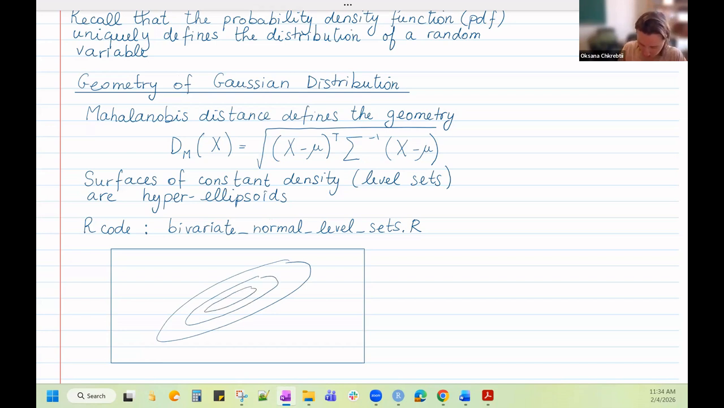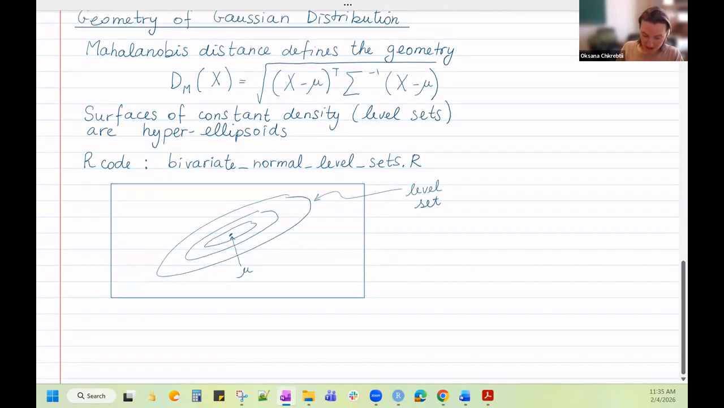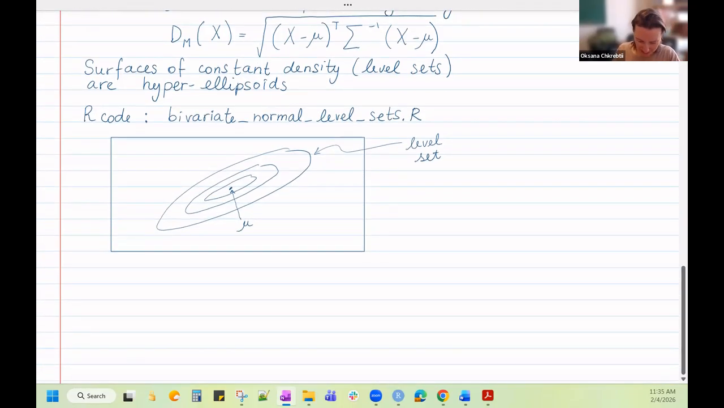So these are contours or level sets of a bivariate normal distribution. And in 2D, they're going to be ellipses. This is mu, this vector mu right here. And we will see that the axis of principal variation are related to the eigenvectors of this covariance matrix. So if you run this R code, I probably won't do it during the class, but you'll see how to produce this exact plot.